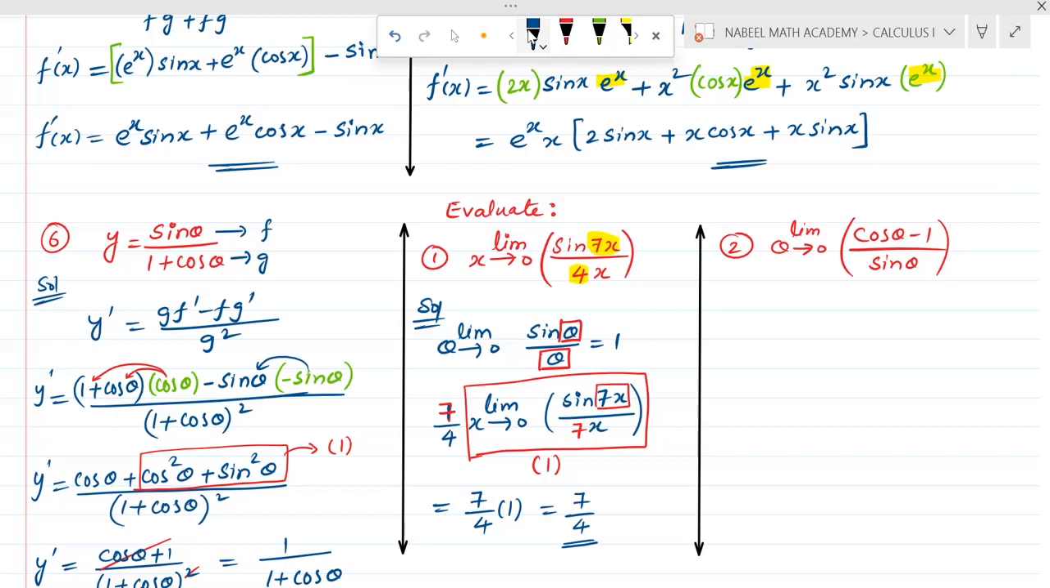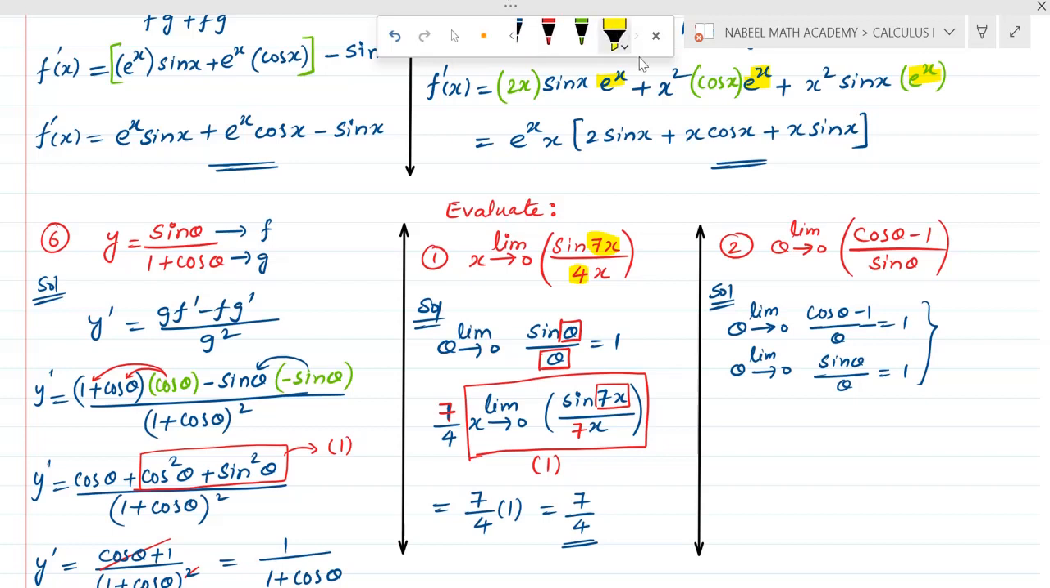Now the next problem is the same thing, but we will use both rules here. So what are the rules? The limit as theta approaches 0 of cosine theta minus 1 over theta is equal to 0, and the limit of sine theta over theta is equal to 1. So these both results we are going to use in this problem. But the problem is that, in order to apply these rules, there is a shortage of theta in both the terms. So for that, I will make use of this one.